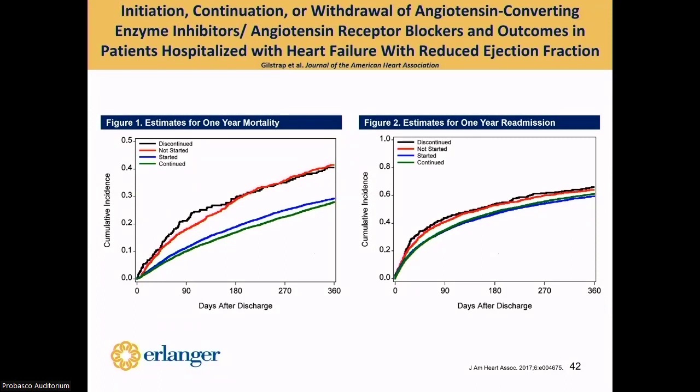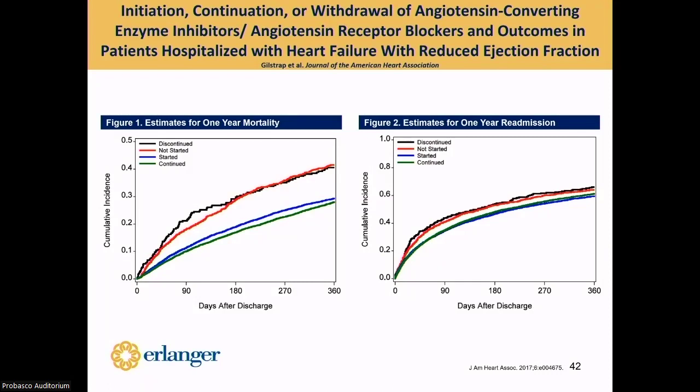Figure 1 here is the estimates for 1-year mortality, walking through days after discharge for the year follow-up that was completed, noting that the black line is for patients who were discontinued on an ACE or an ARB. The red line is those who did not start. The blue line is those who started, and the green are those who continued. So you can see the effect size there from day 0 expanding all the way out through the end of the year. The difference in patients who were discontinued or not started did not have the same benefit as those who were started or continued during their stay.